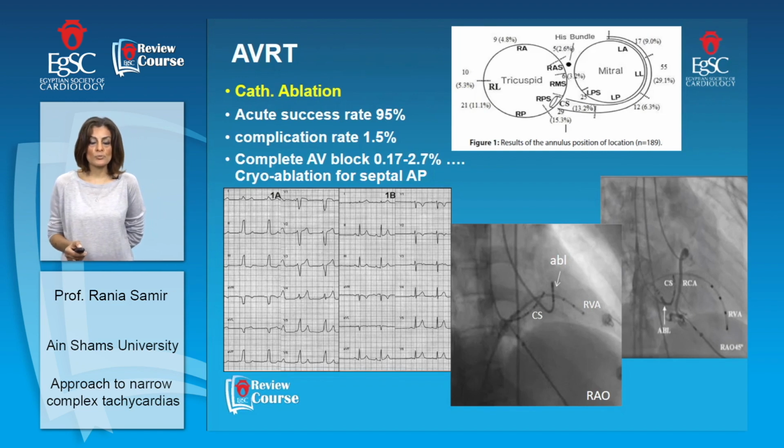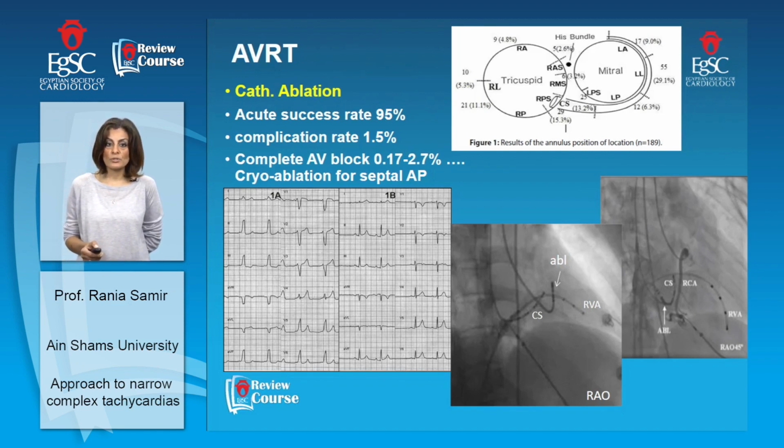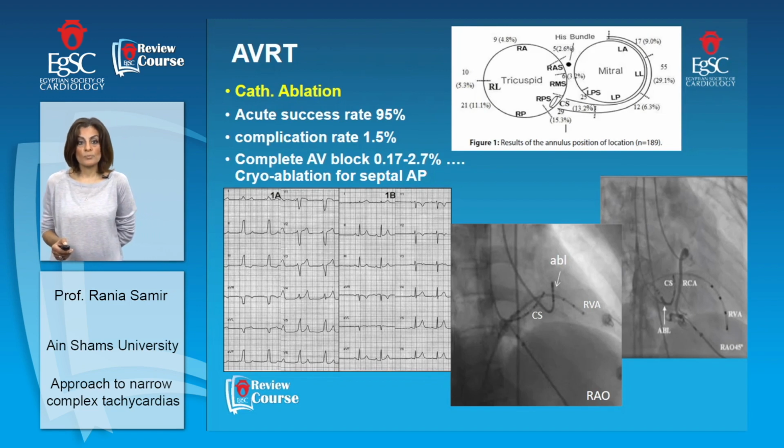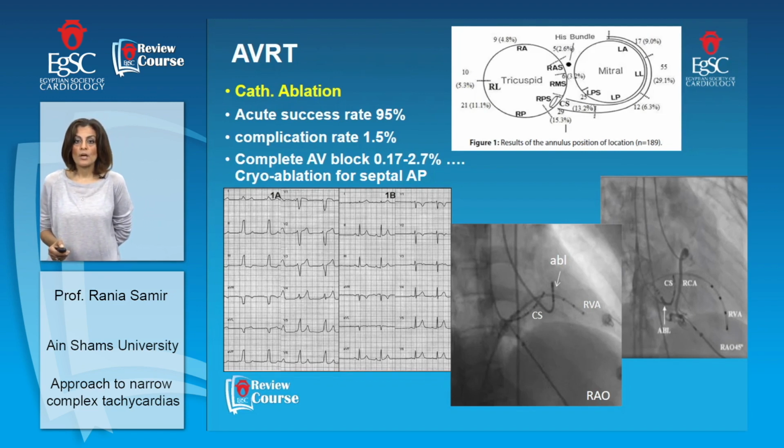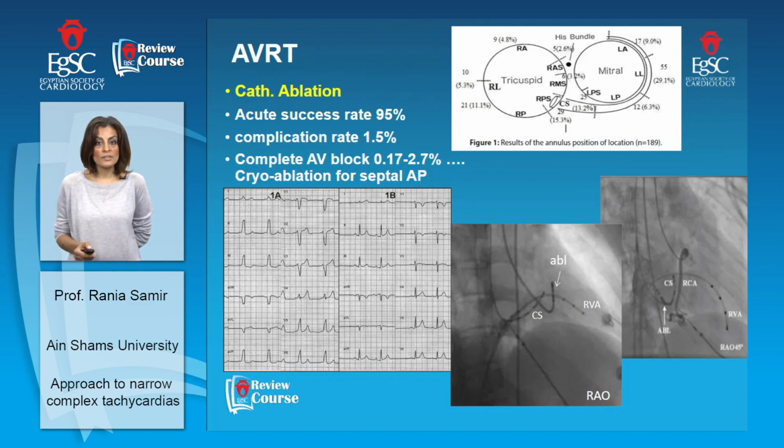Drug therapy is only reserved if the patient has very infrequent or less symptomatic arrhythmias, using calcium channel blockers or beta blockers or even class 1C drugs. But the treatment of choice for recurrent and symptomatic orthodromic tachycardia is catheter ablation.